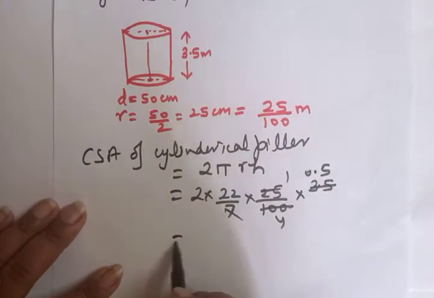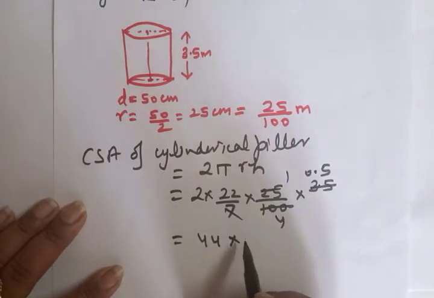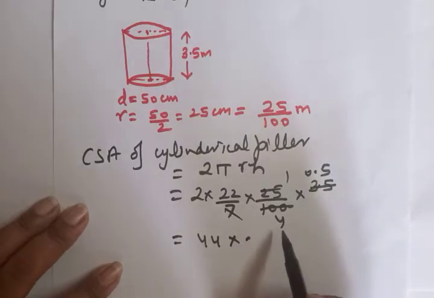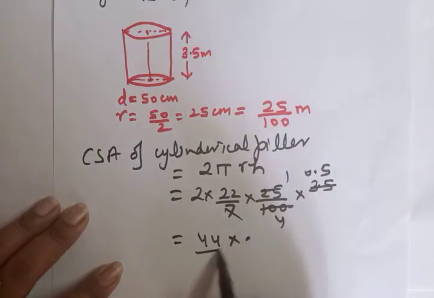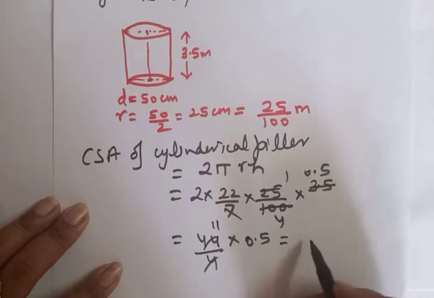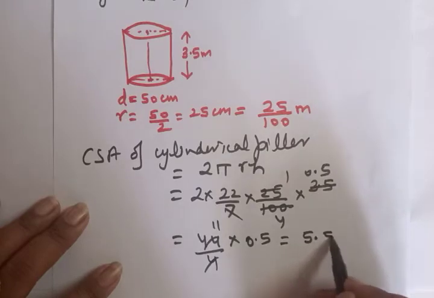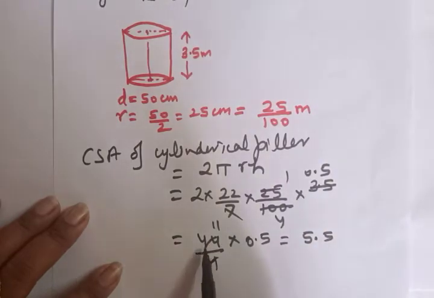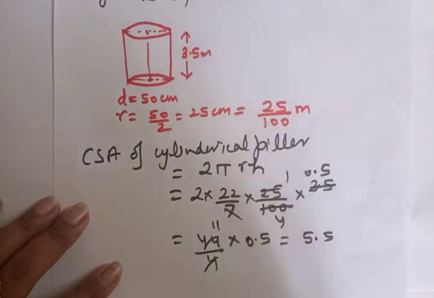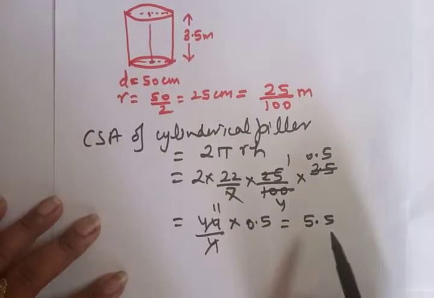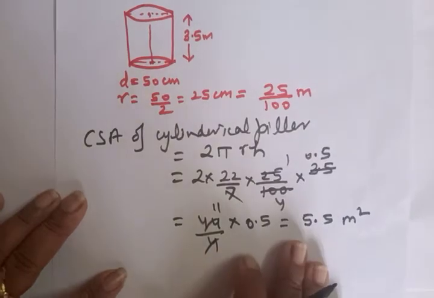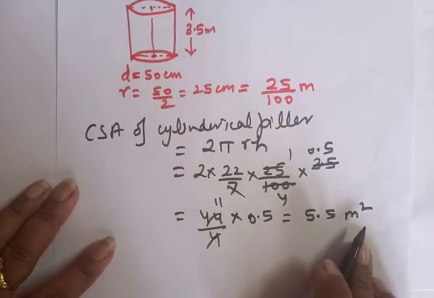Now multiply 44 into 0.5. 44 upon 4 also 0.5. So 4 1s are 4, 11, so 4 1s are 4, 11s are 44, 11 into 0.5, that is equal to 11 5s are 55, and one decimal will come from the right hand side, one digit. So it comes to 5.5 meter square. So this is the curved surface area of the cylindrical pillar.